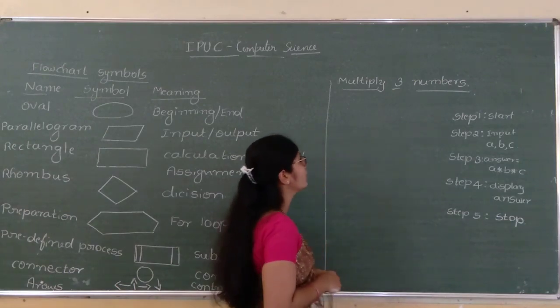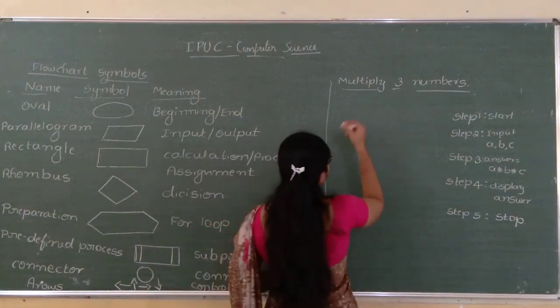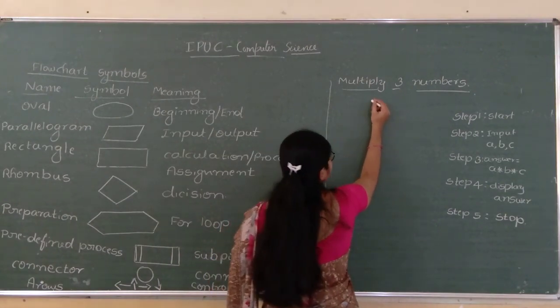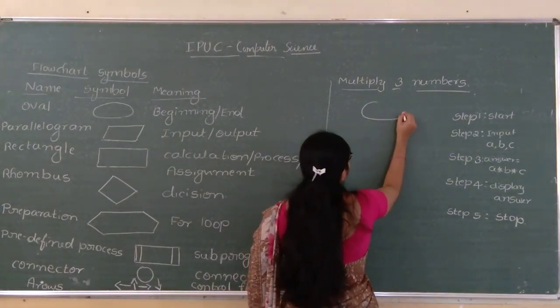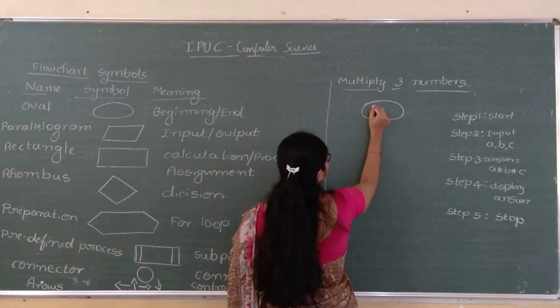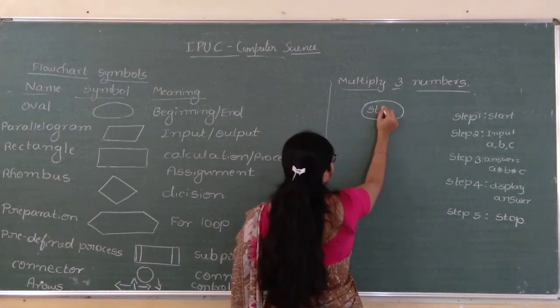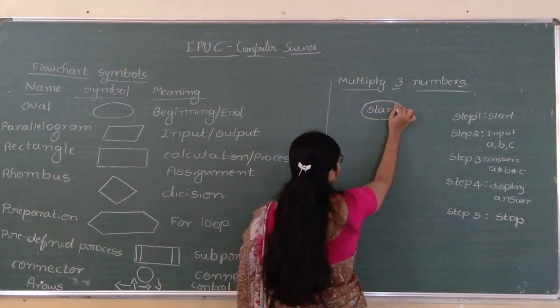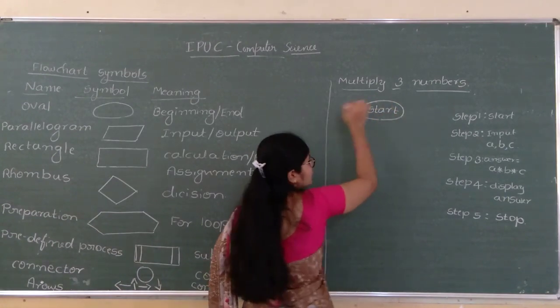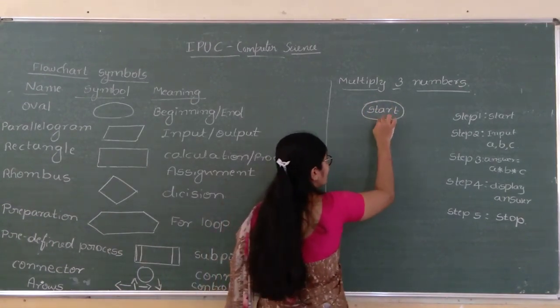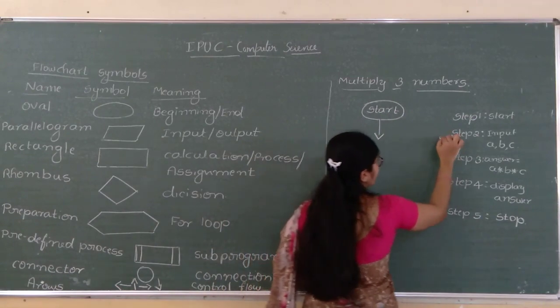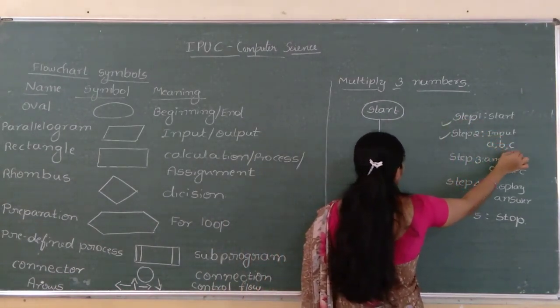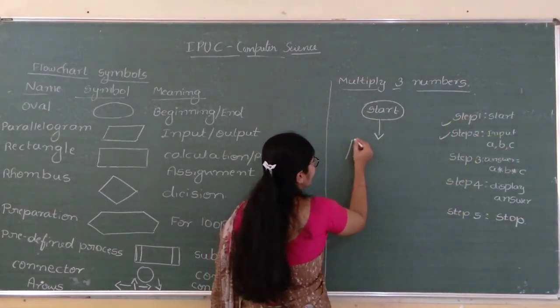Now we shall draw a flow chart. Step 1, start. The symbol is oval, which denotes the beginning or end of the flow chart. So step 1, start, and we have used oval. Next, second step, input A, B, C. Parallelogram denotes input.